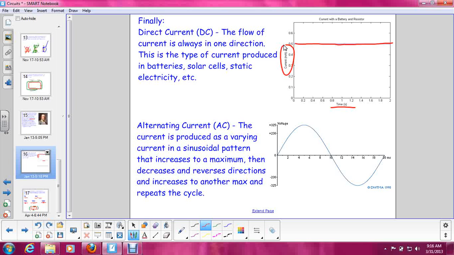So if we look at the pattern of our current, it flows in one direction, and then it stops, and then it turns around and it starts flowing in the other direction, and then it stops, and it comes back. It does this for us 60 times a second. So the electricity that we get from the wall changes direction 60 times a second. And all of our appliances, everything that we plug into a wall outlet, is designed to make use of this.